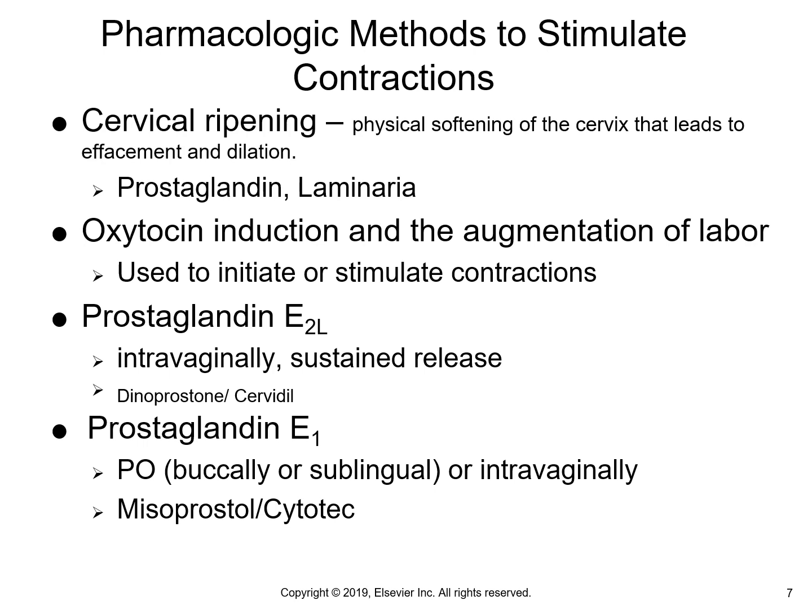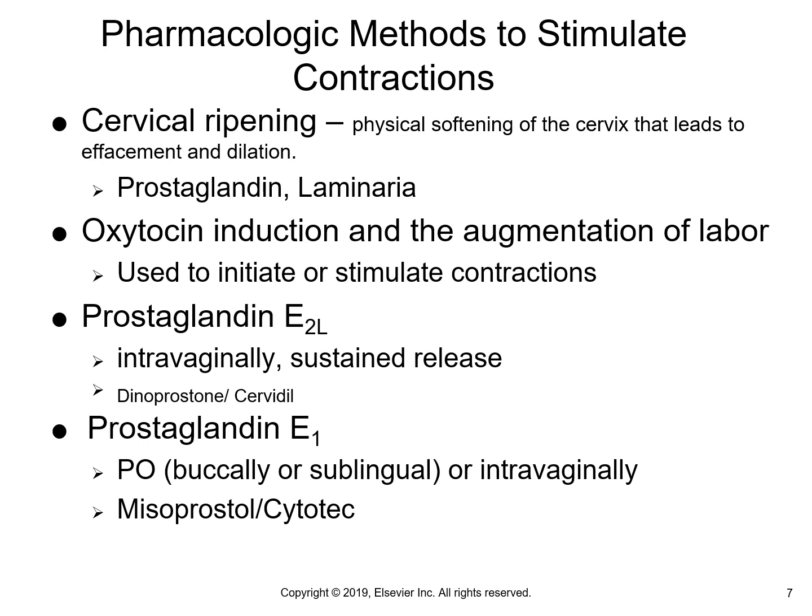Pharmacologic methods to stimulate contractions. You have your prostaglandin, and you have your laminaria, your oxytocin, those things that we use and give to the patient to induce cervical ripening. Cervical ripening is the physical softening of the cervix that leads to effacement and dilation.